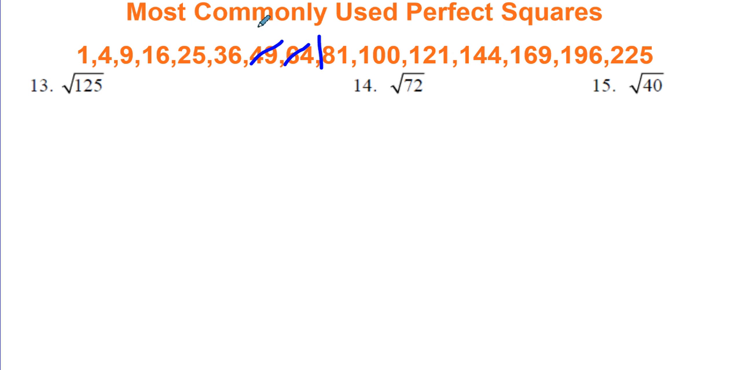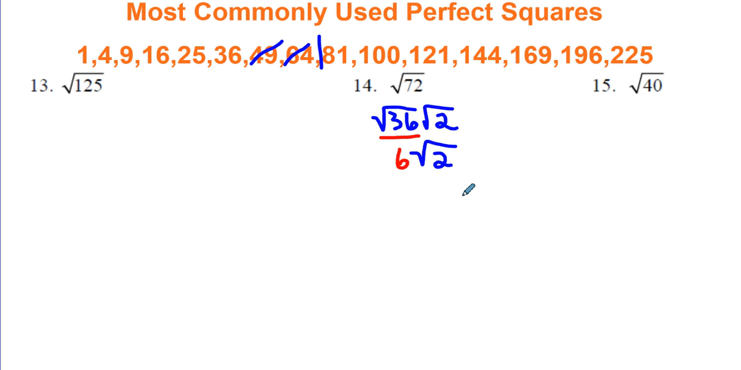Can you take 72 and divide it by 36 and get an integer answer? Yes, you can. We know that 36 times 2 is 72. Well, if you have a square with the area of 36, what would be its side length? 6. So our simplified result would be 6 square root of 2, or 6 radical 2.